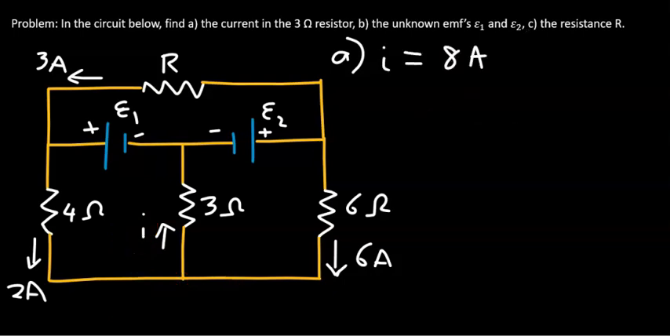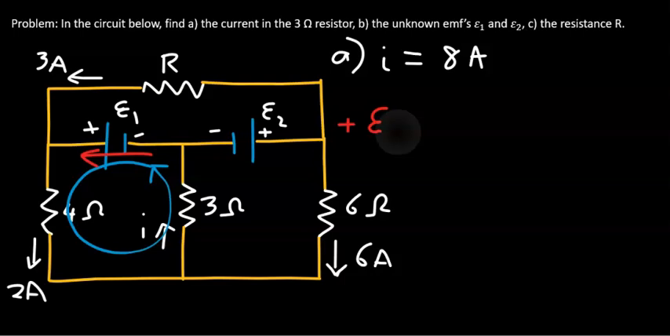Next, let's determine the unknown EMF E1, and let's use that loop right there. So the loop is counterclockwise. First, let's travel through the battery, and that's going to pick up a plus E1 because we are going from the negative terminal to the positive terminal. Then we will travel through the 4 ohm resistor in the same direction as the current. So that's going to pick up a minus term in the potential difference, 4 times 2, so minus 8.